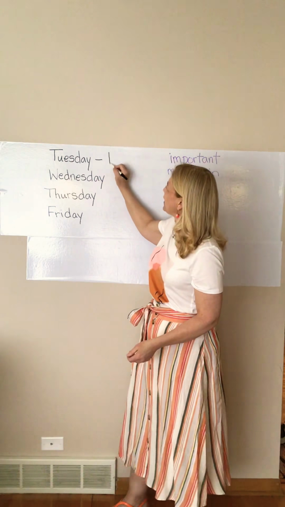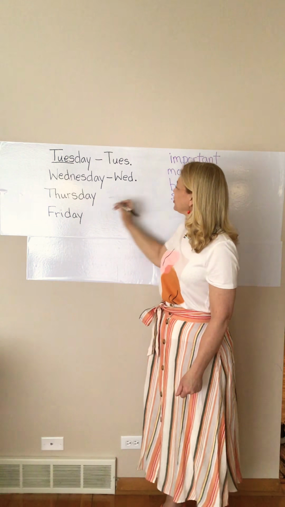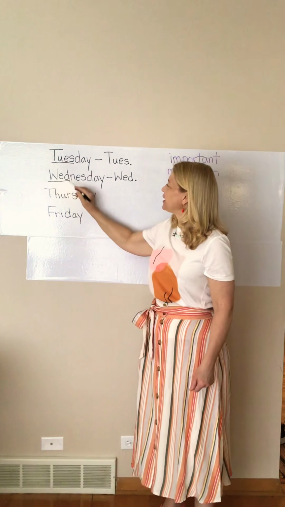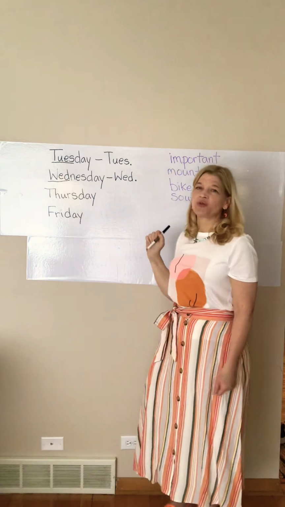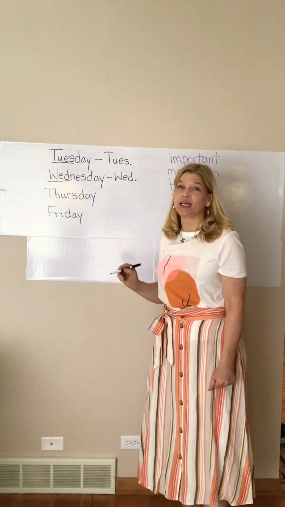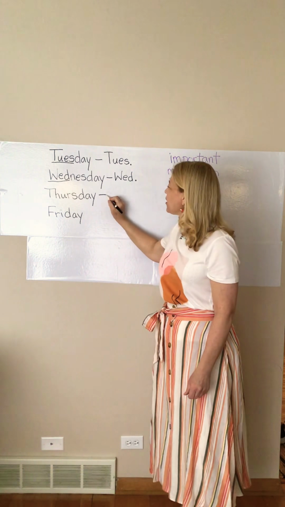Tuesday is abbreviated capital T, U, E, S, period. They use the first 4 letters of the word. Wednesday is abbreviated capital W, E, D, period. First 3 letters. It's very important to put those periods at the end. Otherwise, it's not considered an abbreviation. You need to make sure you put that period at the end of the abbreviation.